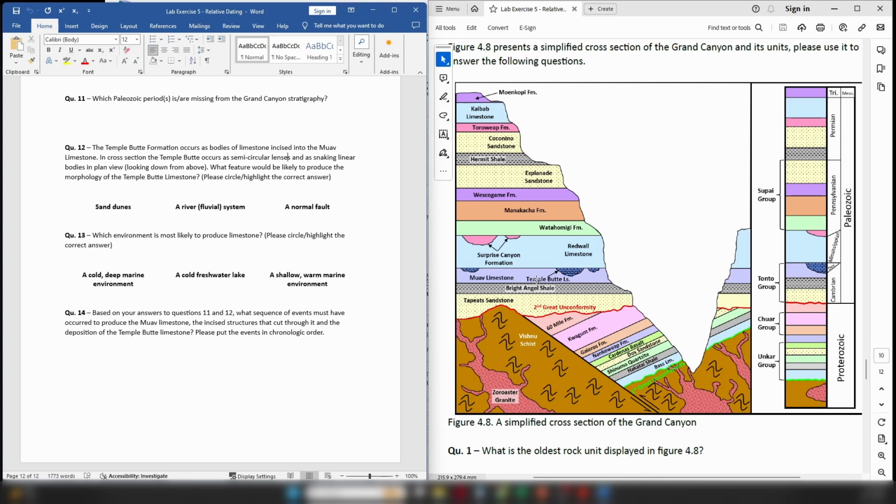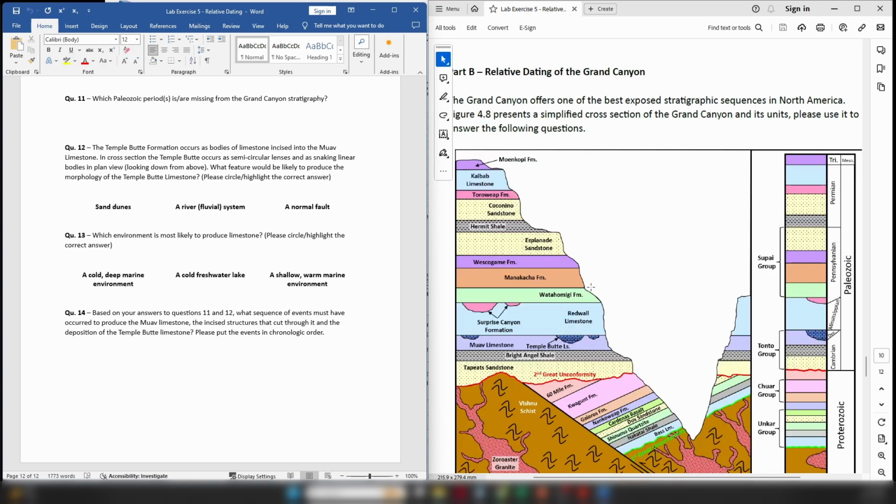Okay, so what formed these incised shapes into which the Temple Butte Formation was deposited? And then finally, what happened in order to actually form the Temple Butte Formation? What conditions had to be met in order to make that happen? And so once you've written those out, hopefully you'll be able to explain the stages that were required to form the Mave limestone, the incised structures, and then finally the deposition of the Temple Butte limestone.